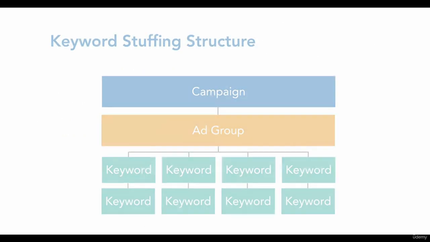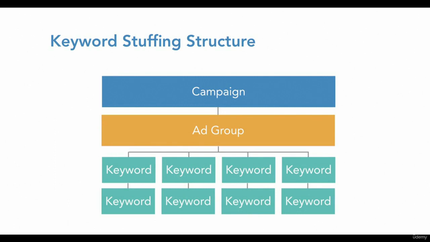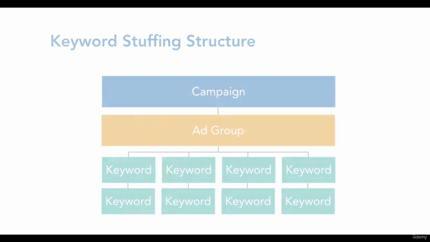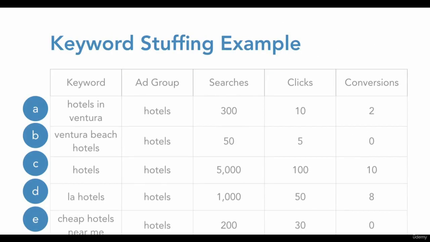This is an example of keyword stuffing. So you have one campaign, one ad group, and then 8 keywords, all different from each other in the same ad group. To illustrate this example, we can take a look at these keywords here. They're all very different search terms and have very different behaviors in terms of clicks and conversions. So you'd want to be able to split these out into different ad groups.